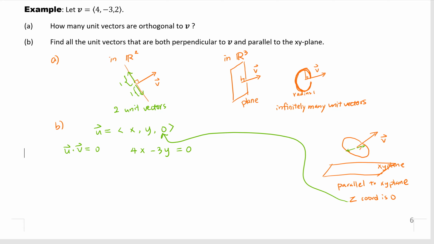Next, it is also a unit vector. What does that mean? The magnitude of u is 1. So it means the square root of x squared plus y squared equals 1. But it's the same as saying x squared plus y squared equals 1. This is easier because if we include square roots in our calculations, it's kind of hard. Now we have a system of 2 equations, but one of them is not linear. In this case, we should use the substitution method.